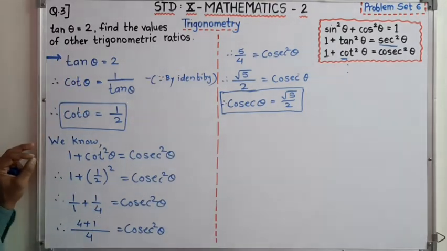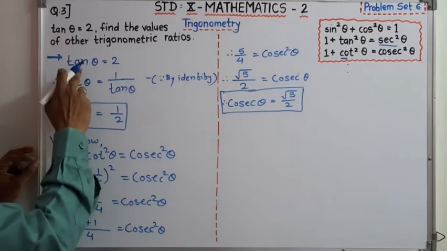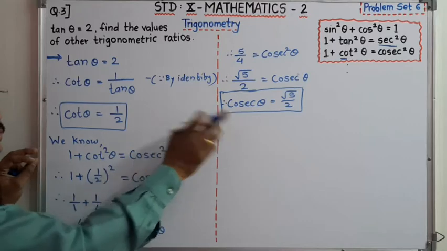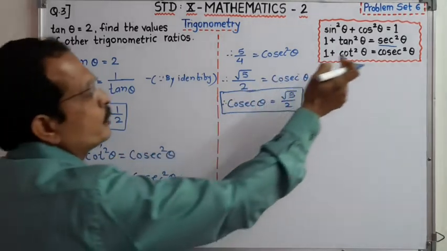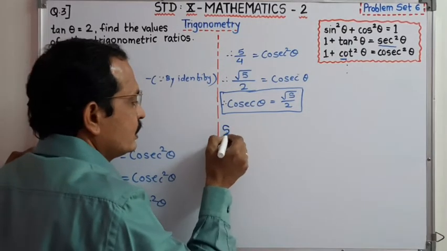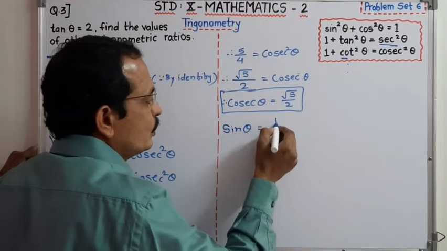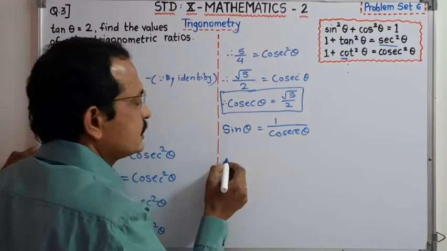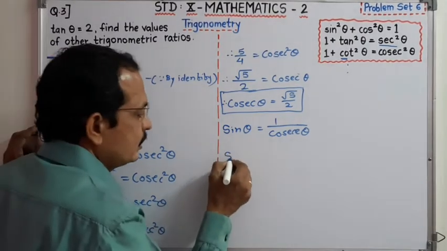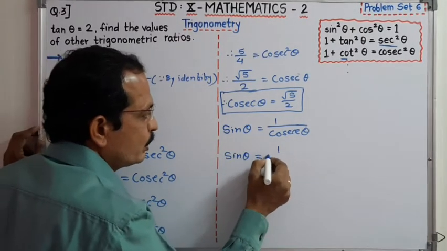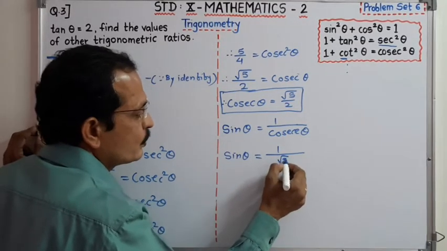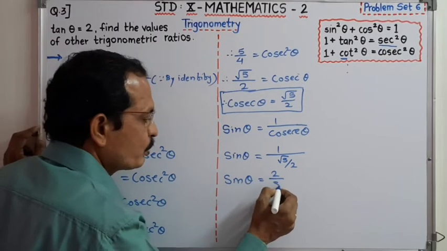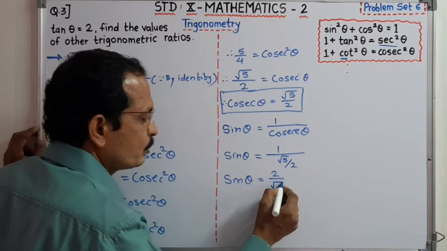I think everyone understood this. See dear student, from tan we found cot. By using cot we got cosec theta. Now we have to find out sin theta. Therefore sin theta is equal to 1 upon cosec theta, which is 1 upon root 5 upon 2. Therefore, we got sin theta equal to 2 upon root 5.